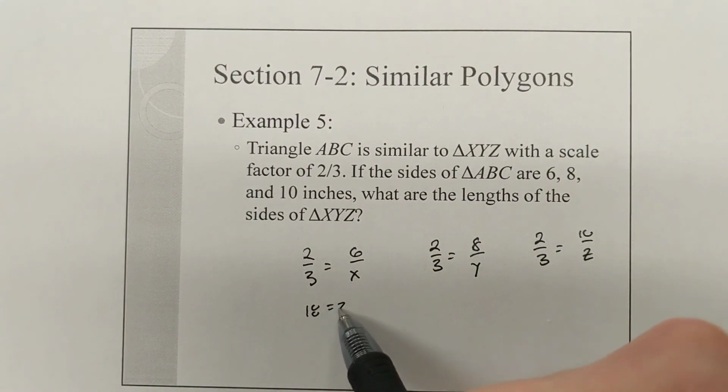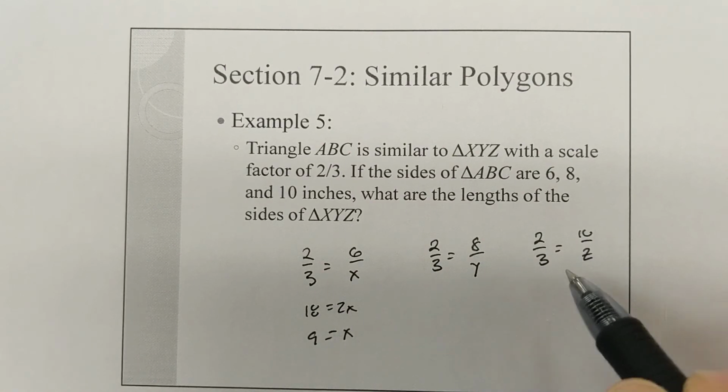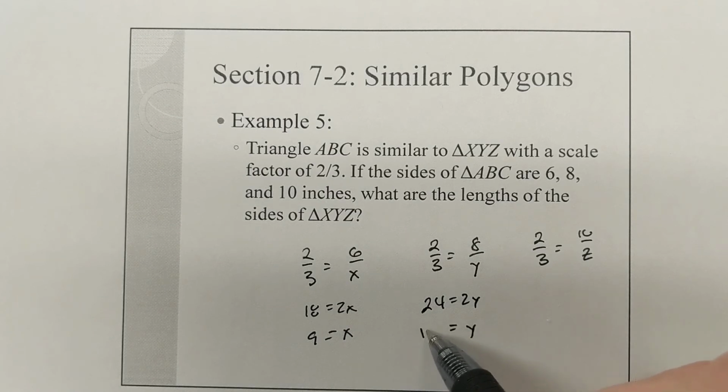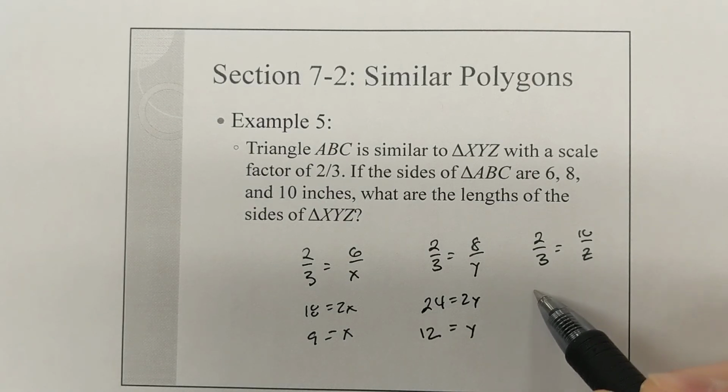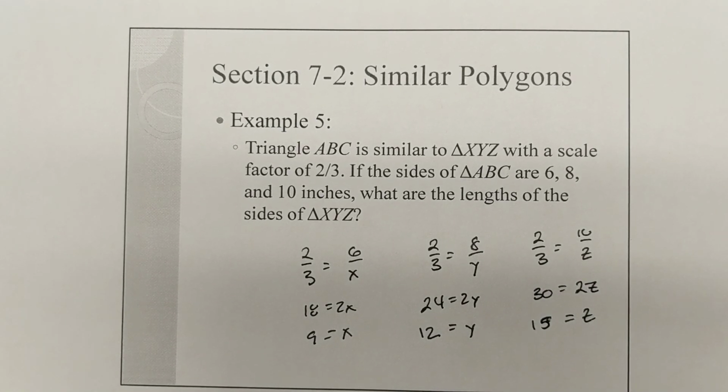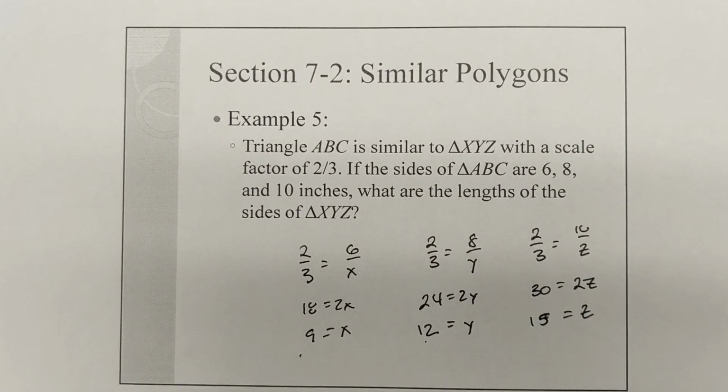So this is 18 is equal to 2X, so X is 9. This one is 24 is equal to 2Y, so Y is 12. And this one is 30 is equal to 2Z, so Z is 15. So those are the lengths of the sides, 9, 12, 15. That's the end of this section.